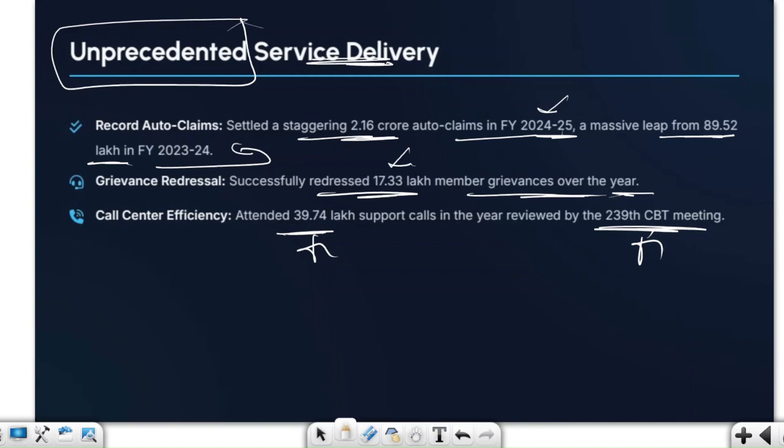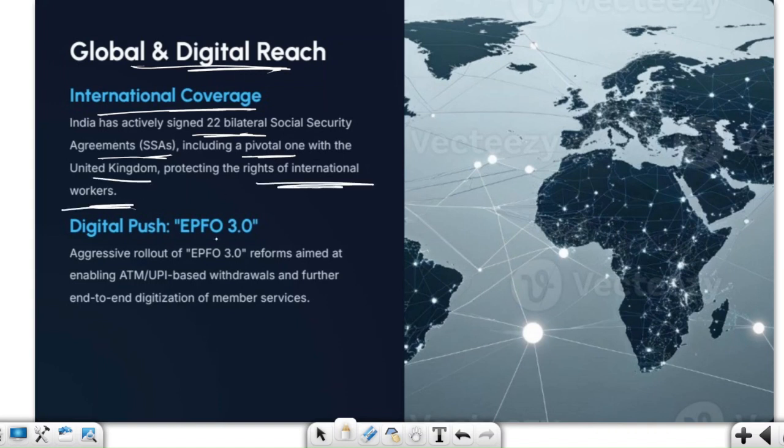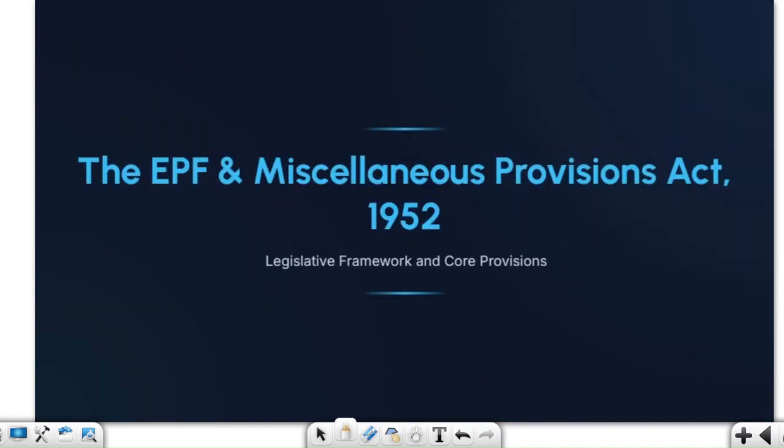Okay, do you know about EPFO 3.0, where we are talking about making the EPFO more digital, automated, faster and easier? So basically we are bringing digital services, automated processing, simplified claims, better member experience. Now global and digital reach. So international coverage. India has actively signed 22 bilateral social security agreements, including a pivotal one with the UK protecting the rights of international workers. So digital push. EPFO 3.0. Aggressive rollout of EPFO 3.0 reforms aimed at enabling ATM UPI based withdrawals and further end-to-end digitization of member services.